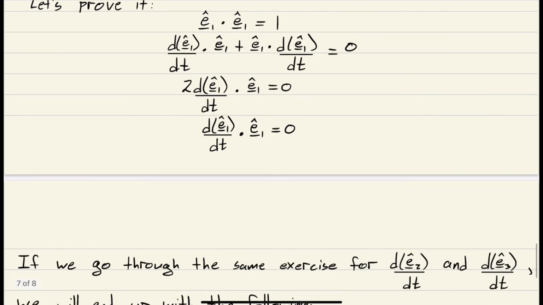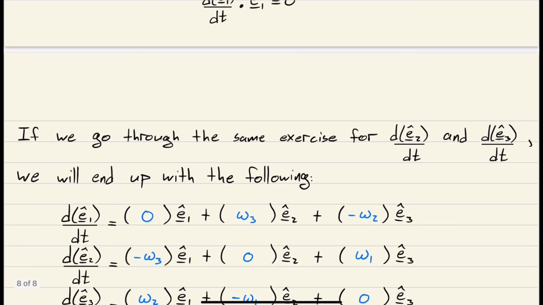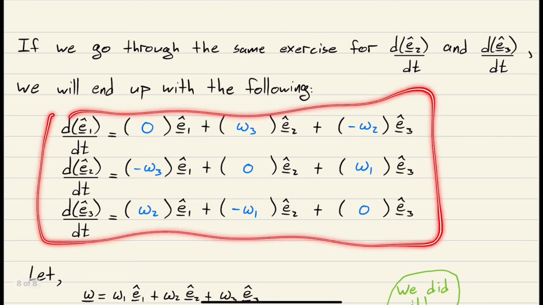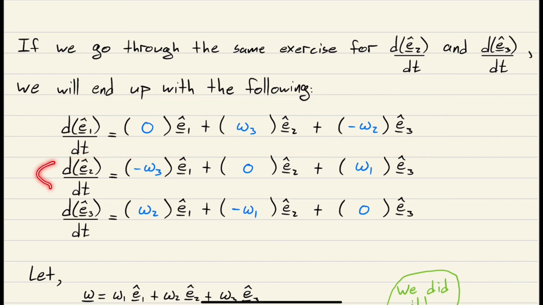So we just proved that this dot product, which we did for all the others, is equal to 0. Now, if we go through the exact same exercise, and I'll leave that for you to do on your own. Don't you hate when people say that? I'll leave it for you to do on your own, but it really is the exact same thing. For the dE2 and the dE3, we'll end up with this. We did this one together. I'm leaving it to you to go and prove these two to yourself. But this is what you're going to end up with.